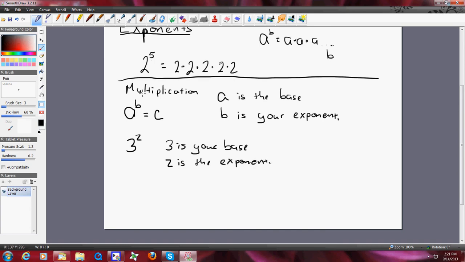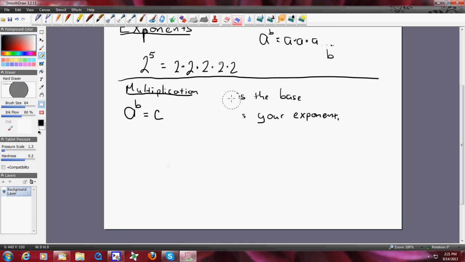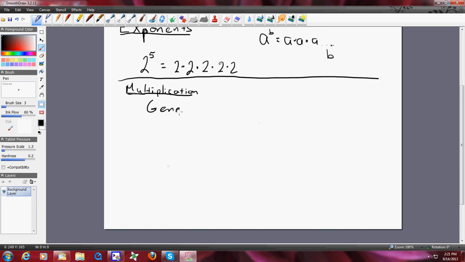Alright, so now we're going to focus on multiplication of exponents. And this is some pretty good stuff. What I'm going to do is show you the general rule, and then give an example. So for example, if I have a to the b times a to the c, well, let's see. What does that look like? Let's say if I had 3 to the 4th times 3 cubed.